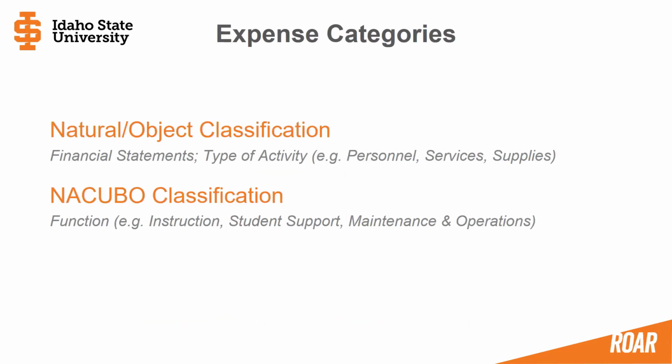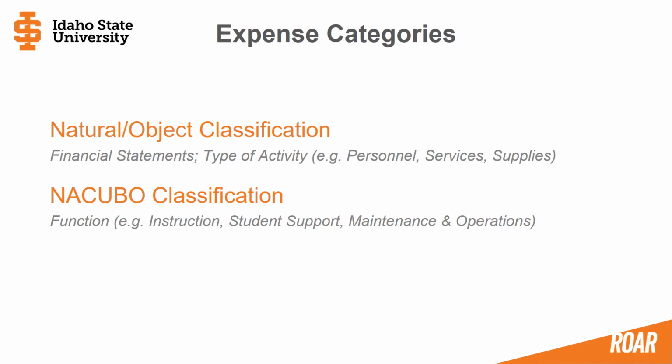There are two common methodologies used to classify and present expenses. When reviewing ISU's audited financial statements, we would note expenses classified by activity. Major activities include personnel expenses, such as wages, salaries, and benefits, services, such as outside contractors and software licenses, supplies, insurance, utilities, scholarships, depreciation, and other expenses. These expenditures are grouped by activity, and are also known as expenditures by natural classification or object.